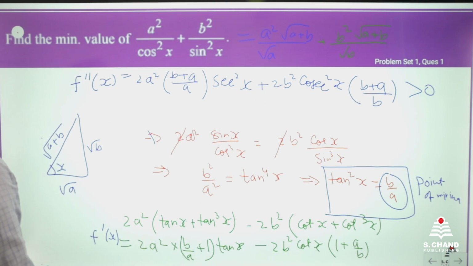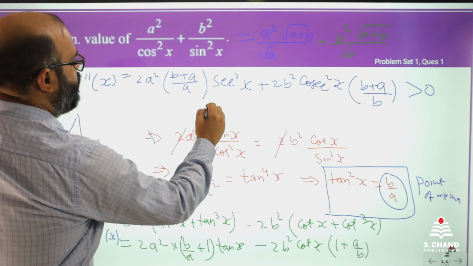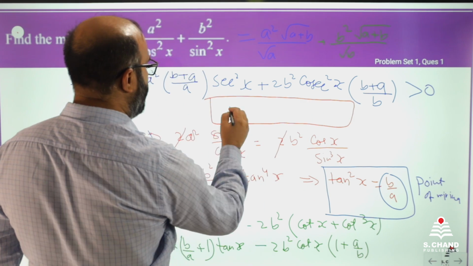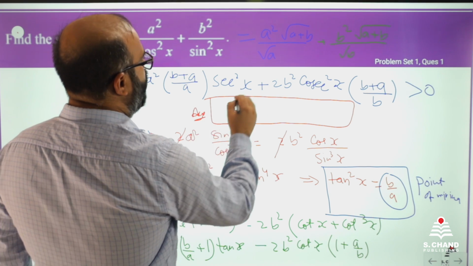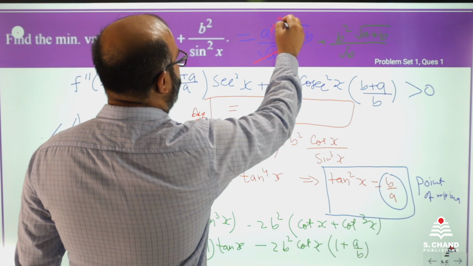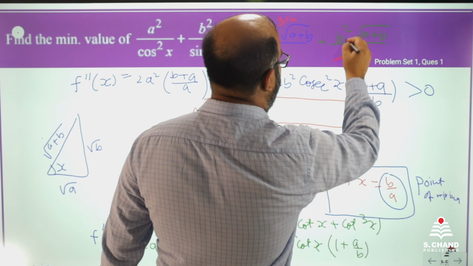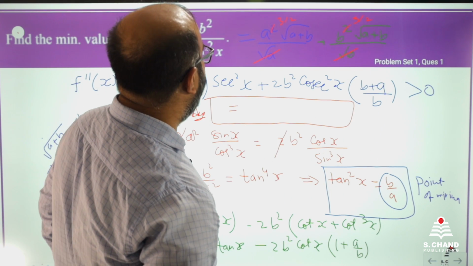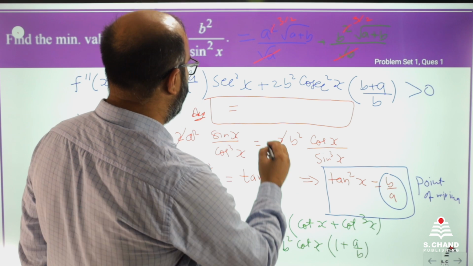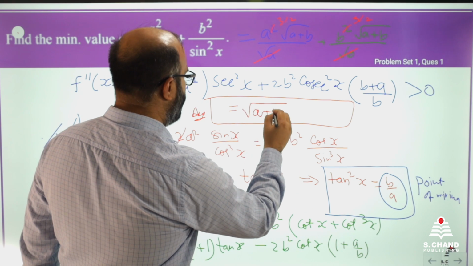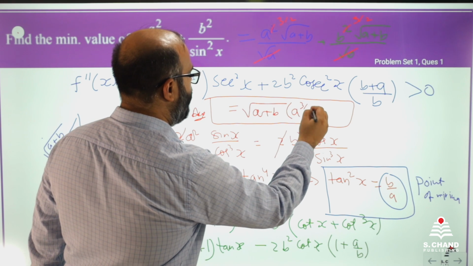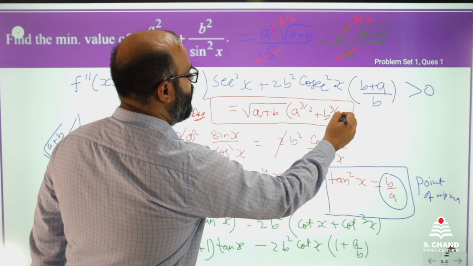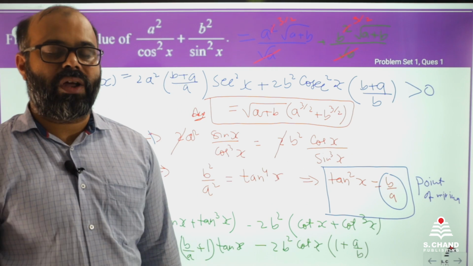So the final answer you will get is, let me write it here. You will get the final answer as equal to, here it will become a to the power 3 by 2, here it will become b to the power 3 by 2. So root over a plus b into a to the power 3 by 2 plus b to the power 3 by 2. This is its minimum value which you are getting.